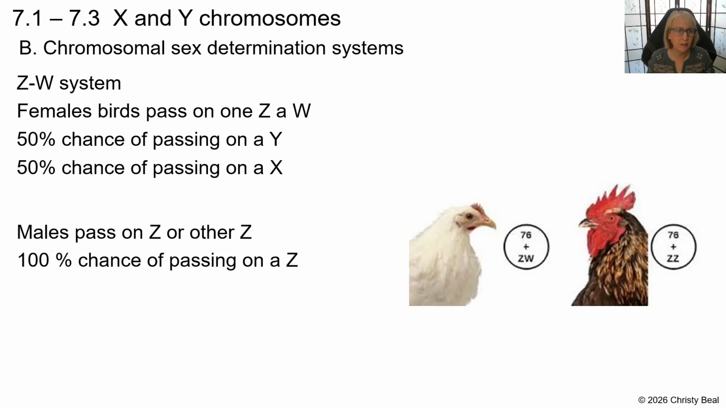Birds are a little bit different. Female birds are ZW. Males are ZZ. Males are actually the homogametic sex in this case, and female birds are heterogametic. Female birds have a 50% chance of passing on their sex chromosome Z and a 50% chance of passing on their sex chromosome W. Males have a 50% chance of passing this Z on, a 50% chance of passing this other Z on, but all of their gametes will have Z's.